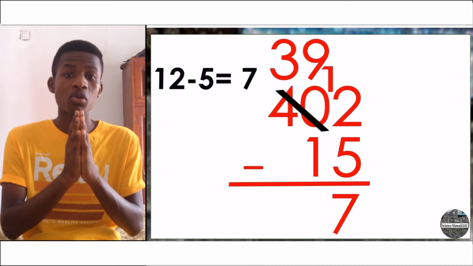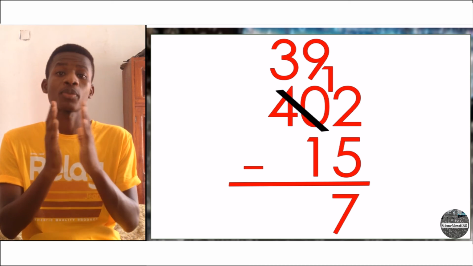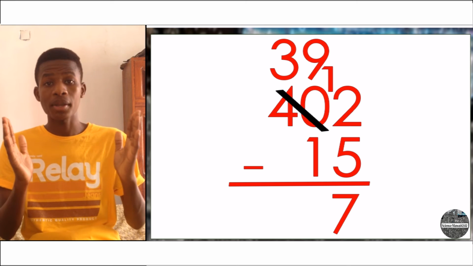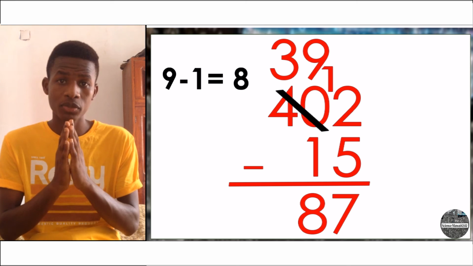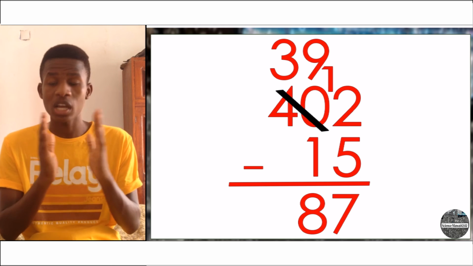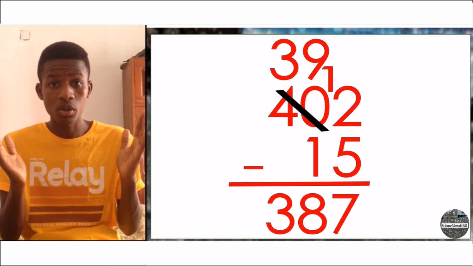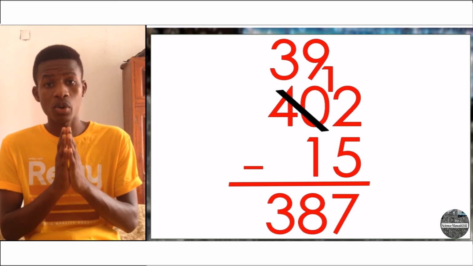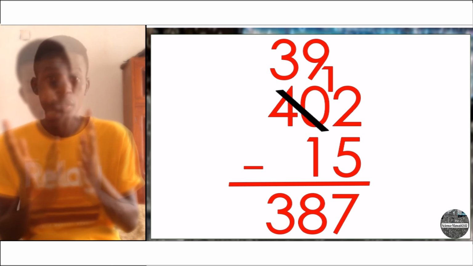So now we have 39 here. 9 minus 1 is equal to 8. And 3, we have nothing to do with. So we'll drag down number 3. 402 minus 15 is equal to 387.